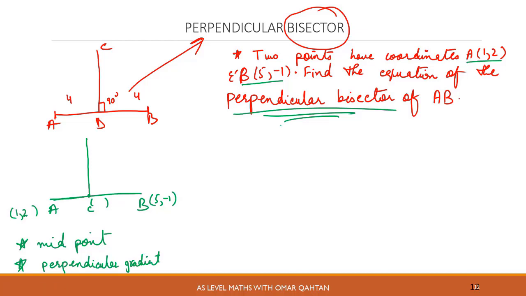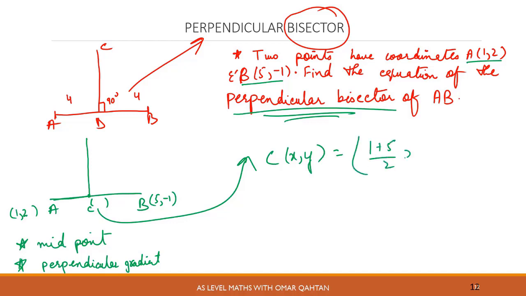Alright, so first finding the midpoint of AB. The midpoint of AB, we call it C over here. So C(x, y) will be equal to (1 + 5)/2, (2 + (-1))/2, and it will give us (3, 1/2).